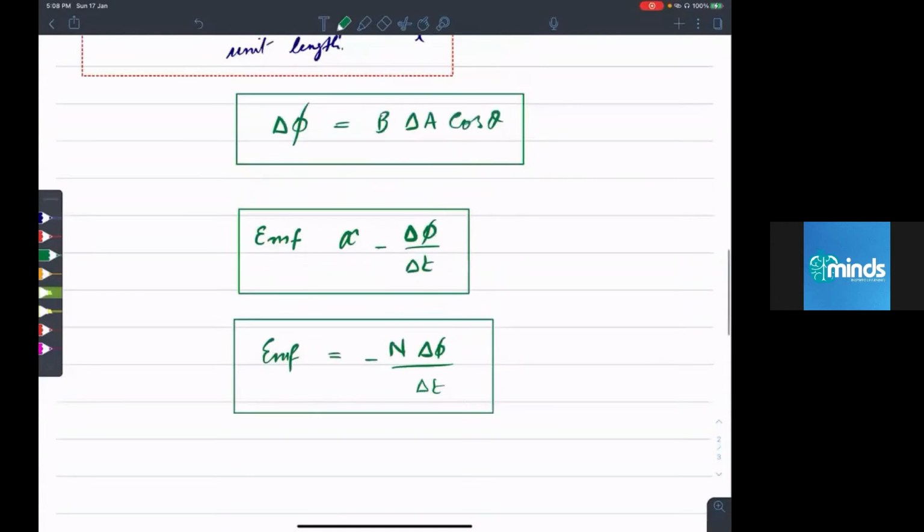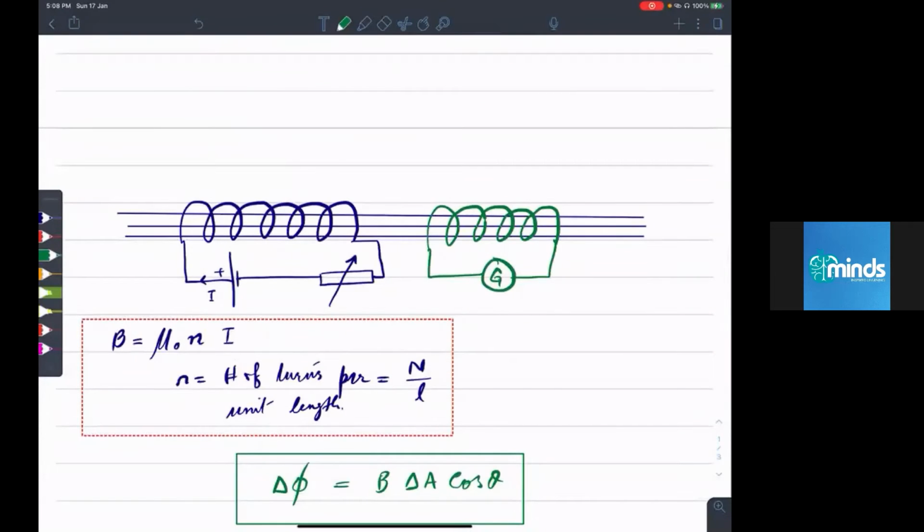Now, the type of induction that is happening here is known as mutual induction, because mutual means in between. The kind of induction which is happening in the green coil is because of the blue coil. So for this induction, we will be needing two coils.